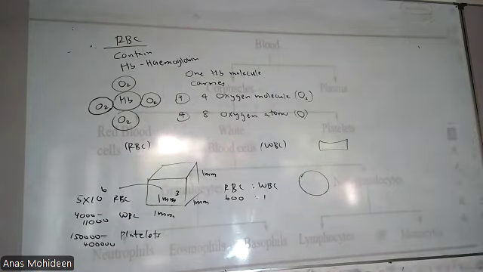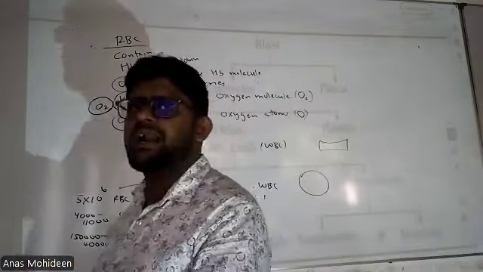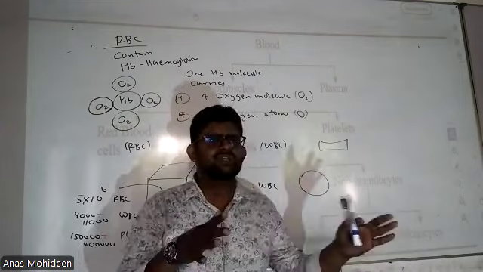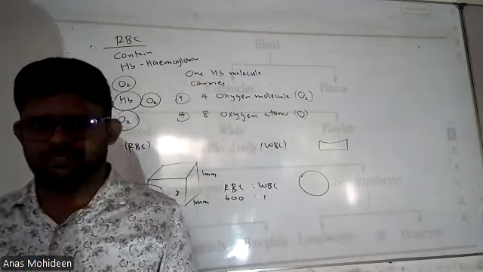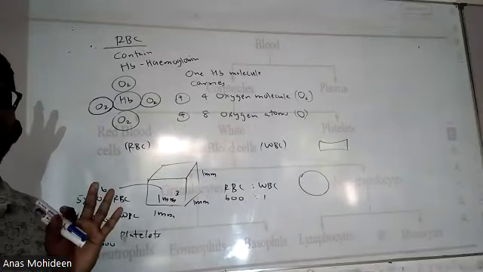WBCs are produced in the white bone marrow. RBC is produced in the red bone marrow. So this is the comparison between RBC and WBC. You understand? Is that clear? So the RBC, WBC comparison is what we just made.